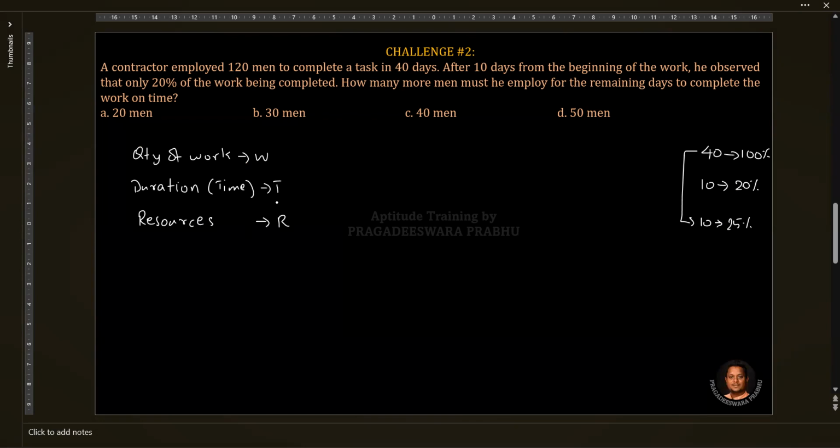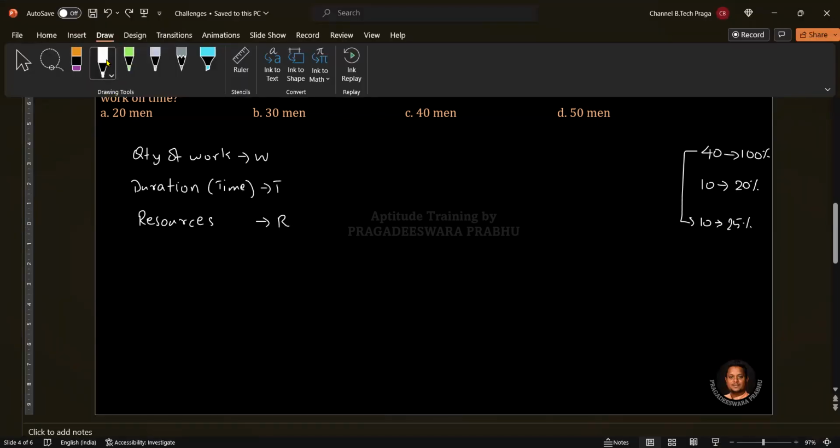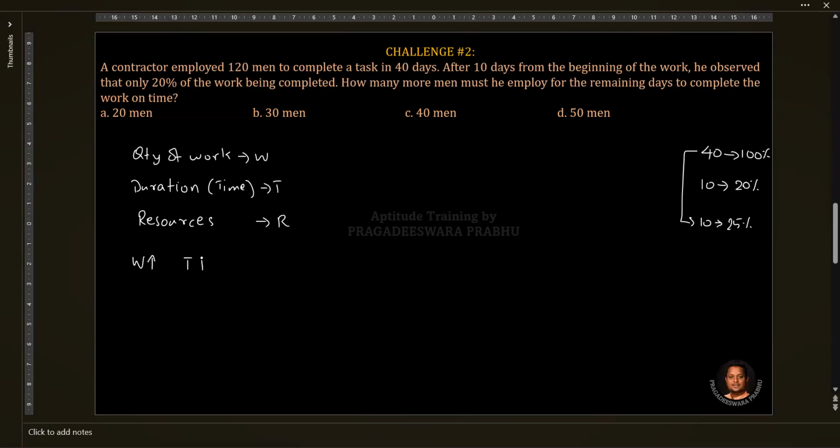So the proportionality between them is like this: when you increase the quantity of work, the time taken to complete the work also increases. By increasing the quantity of work, time taken increases. That means work and time are directly proportional. So from this you can say W1 by W2 equal to T1 by T2, where W1 is the work done in first case, W2 is the quantity of work in second case, T1 and T2 are their respective durations.